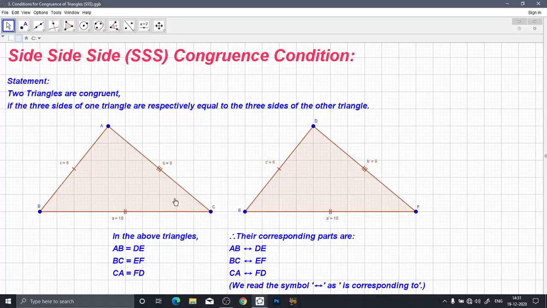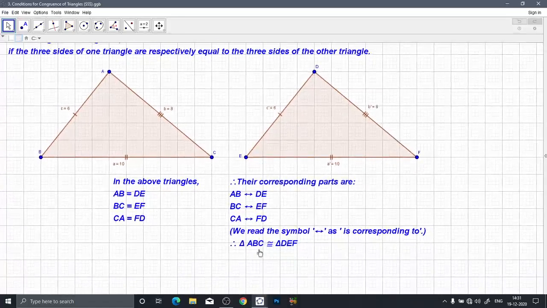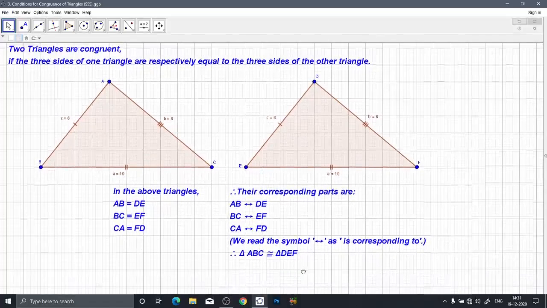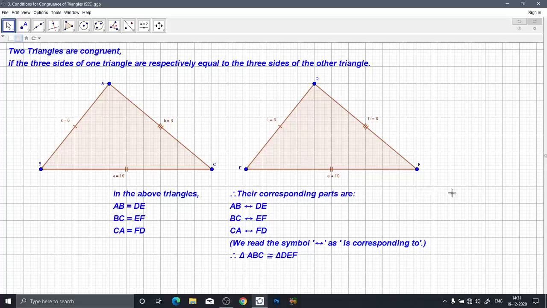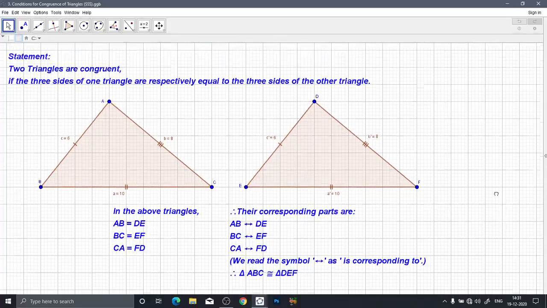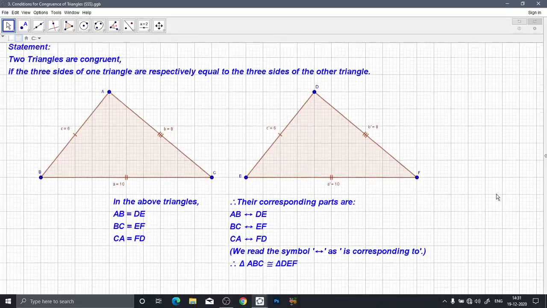Because of the side congruence condition, you can conclude that triangle ABC is congruent to triangle DEF. Triangle ABC is congruent to triangle DEF. So like this we can write. Here, we are not measuring any angles, if you observe. We are depending upon the lengths of the sides only. The lengths of the three sides of this triangle and the lengths of the three sides of that triangle we are comparing.